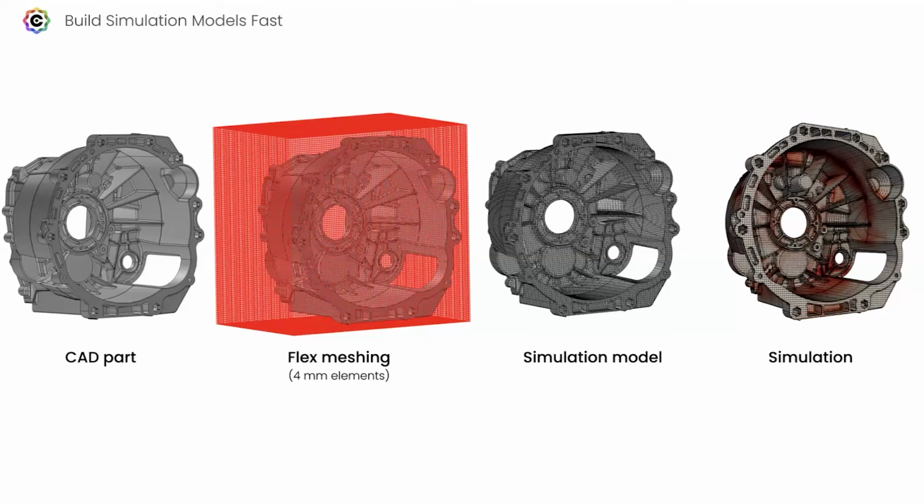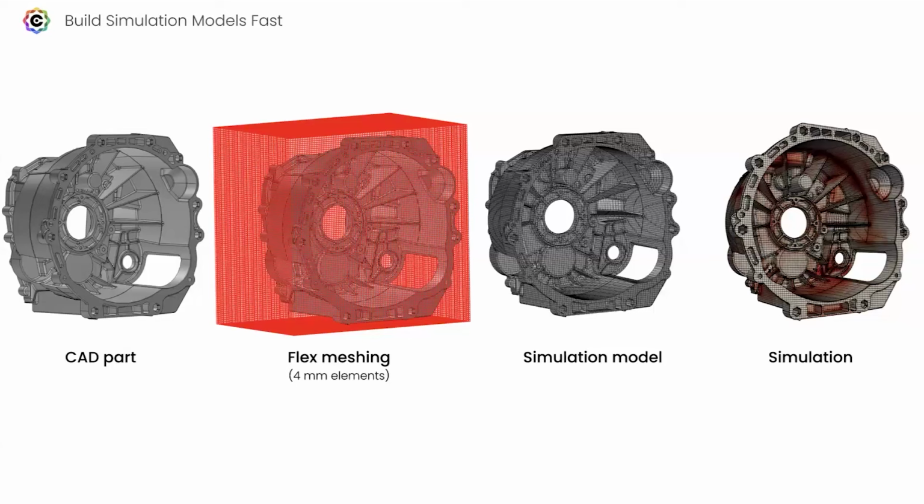In this example, we've taken this cast part, which is very complex geometrically, and the challenge is, can we mesh that automatically and run a simulation on it without any user intervention? And the way that we accomplish this is through a technology called isogeometric analysis.